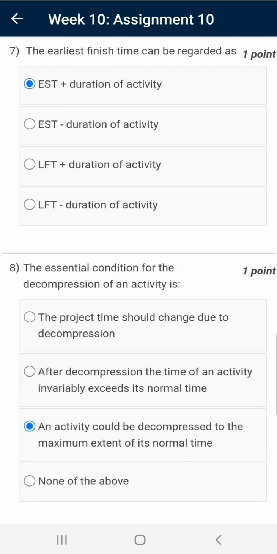Question number 7. The earliest finish time can be regarded as, the correct answer is earliest start time plus duration of activity.